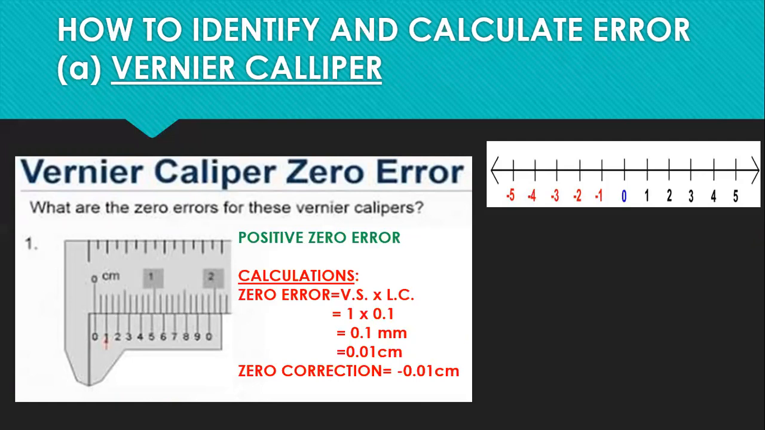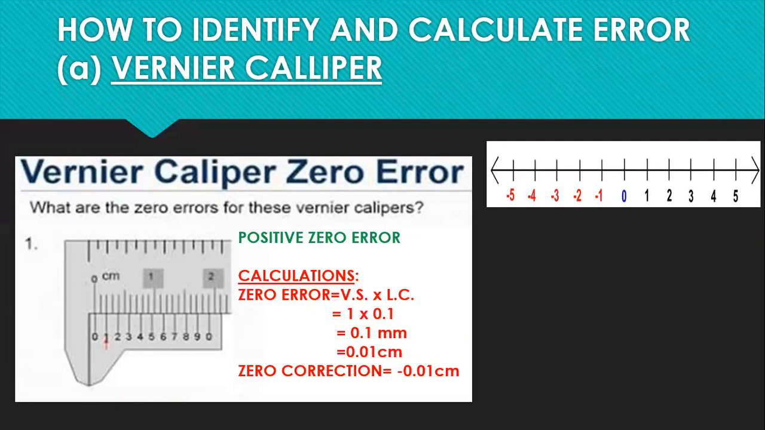In this picture, if you closely observe, 0 does not match perfectly with the 0 of the main scale. If you see 1, the 1 division of the vernier scale matches with a division on the main scale. So you will take 1, you will multiply it with the least count of the vernier caliper, which is 0.1 millimeter.